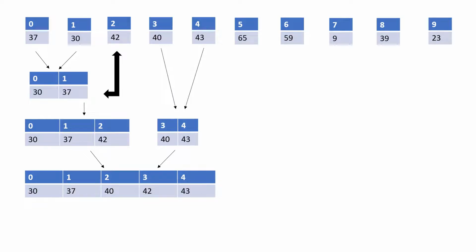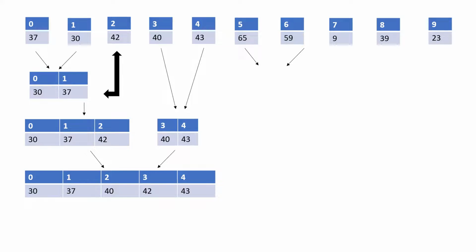After merging, here it looks like in the indexes 0, 1, 2, 3, 4 the elements are 30, 37, 40, 42, 43 respectively. Now let us merge the elements in the indexes 5 and 6. In the index 5 the element is 65.